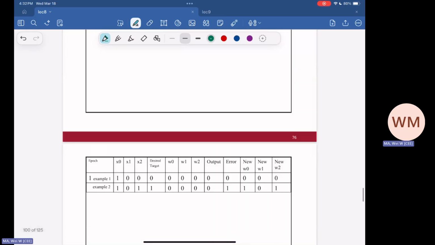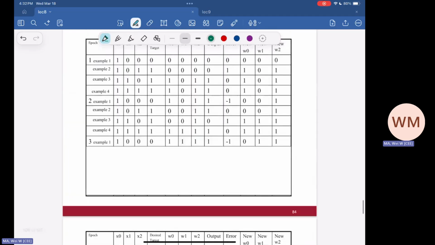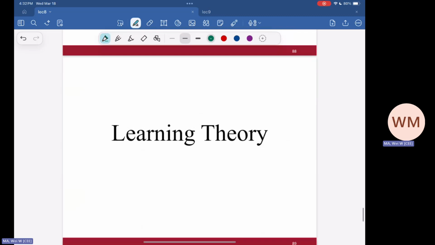Okay, so here is a summary of the steps. Maybe I'll skip this part. Later, if you are interested, you can check. So this is the learning procedure of the perceptron. Maybe let's finish this part and then we take a break.